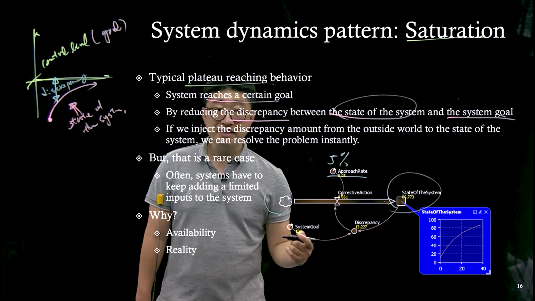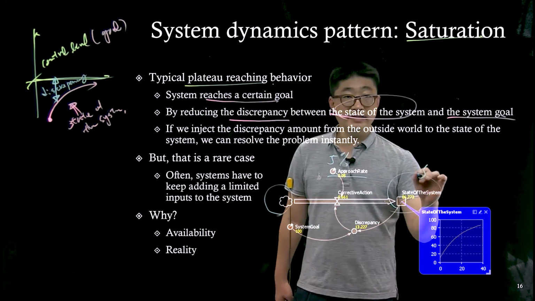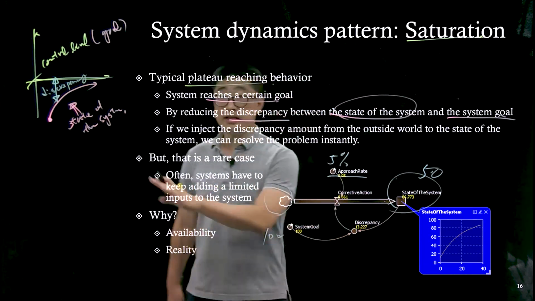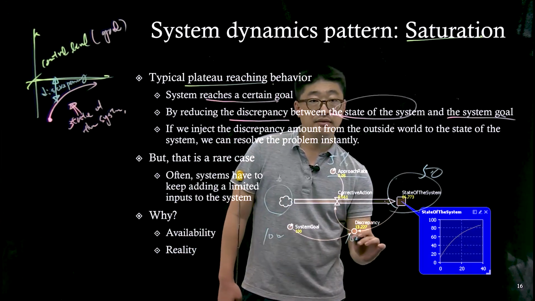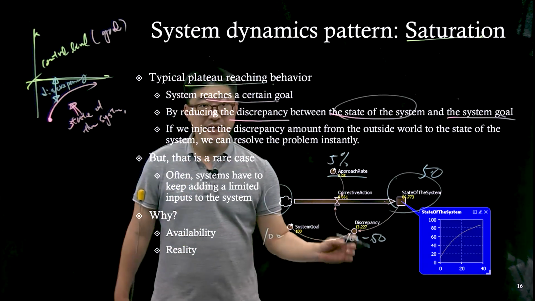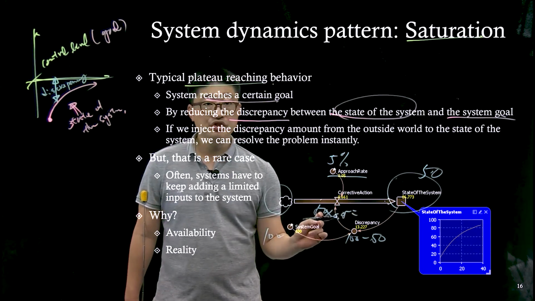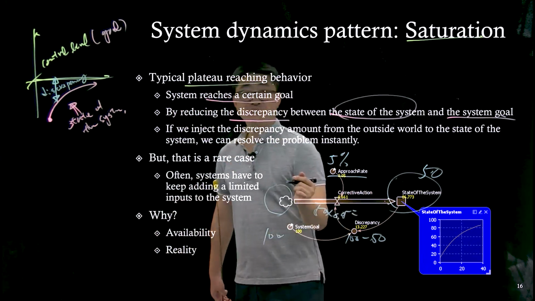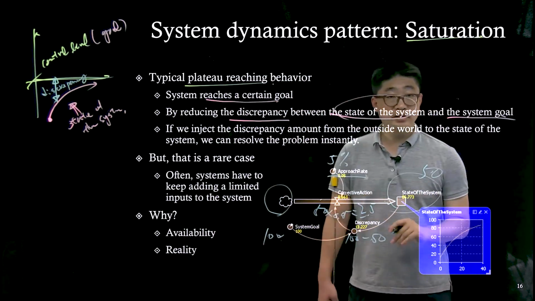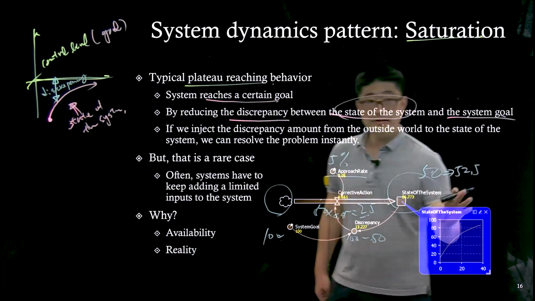And the system goal is being set. Let's say currently the system level is 50 and the system goal is 100. And the discrepancy is what? 100 minus 50. And the approach rate is that 50 multiplied by 0.05 is how much? 2.5, right? Then we add up to the state of the system plus 2.5, so make it 2.5.